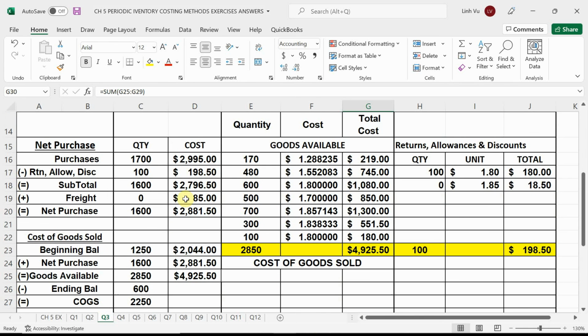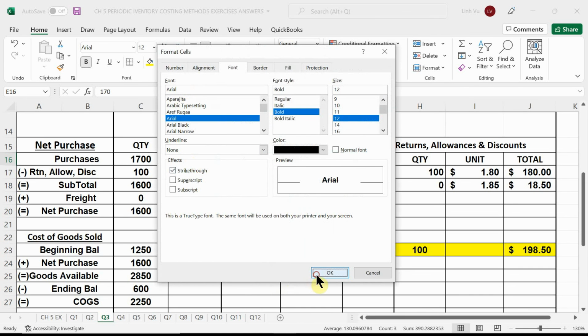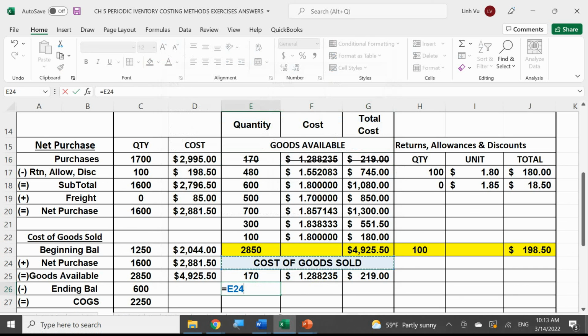Okay. Looking in these batches of goods available. Okay. Which batch of inventory am I going to sell first? 170. We're going to sell 170 first. Okay, good. All right, so that's going to cost me a grand total of 219. Right, what else do I need to sell? Which batch of inventory is next? 480. We're going to sell the 480, right? Because we're following the rules of FIFO. So that means this one's going to come next.